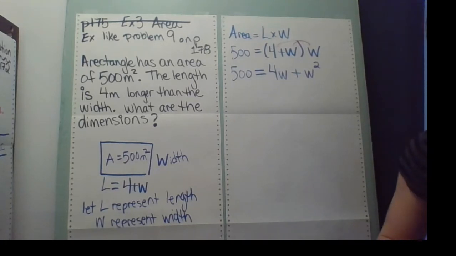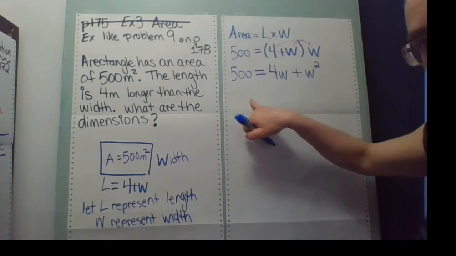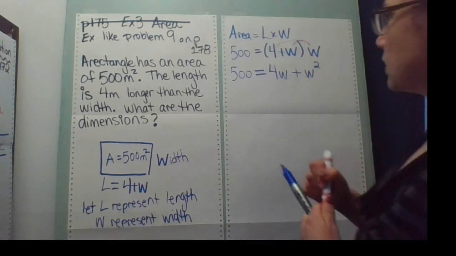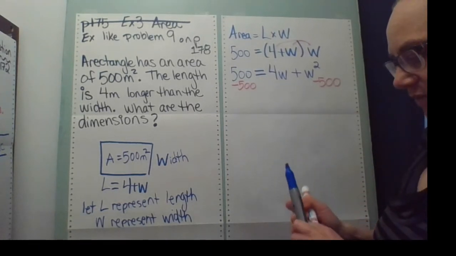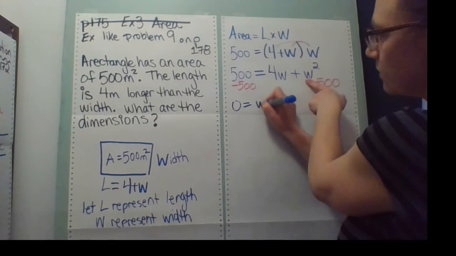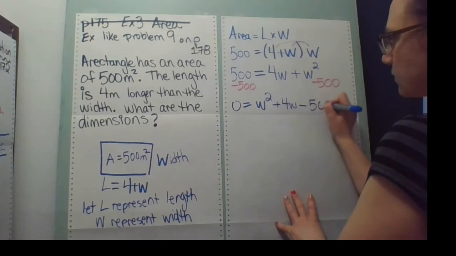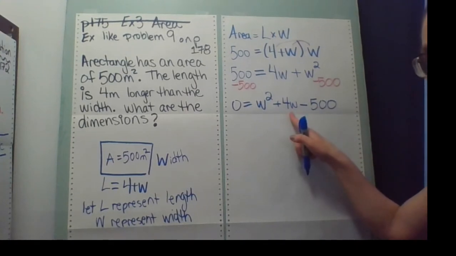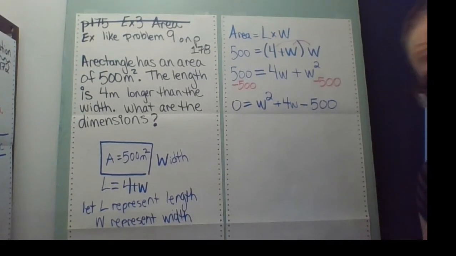Good. Now in order to solve, because I have a W here and I have a W squared there, we're going to move everything to one side, set it all equal to 0, and solve. So move the 500 to the other side. It's minus 500 minus 500, and I'm just going to write it in my usual standard order. So we've got 0 equals W squared plus 4W minus 500. Well, that's definitely not going to factor because there's no way I've got two factors that multiply to 500 and that will add to 4. No way. Let's just jump right into quadratic formula and see what we get.